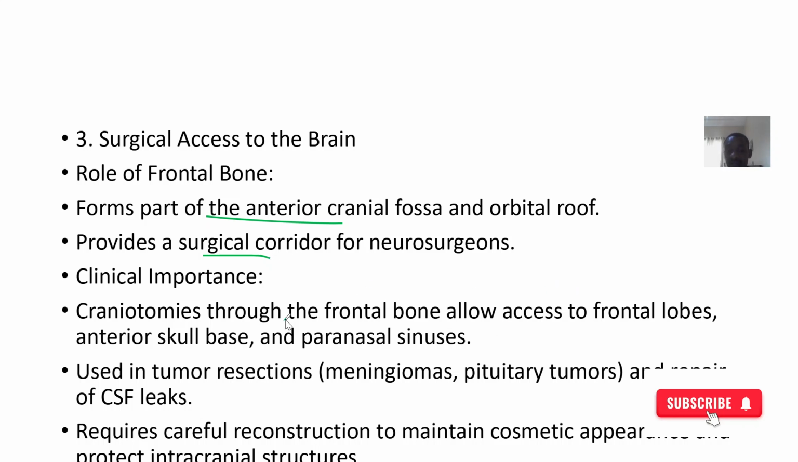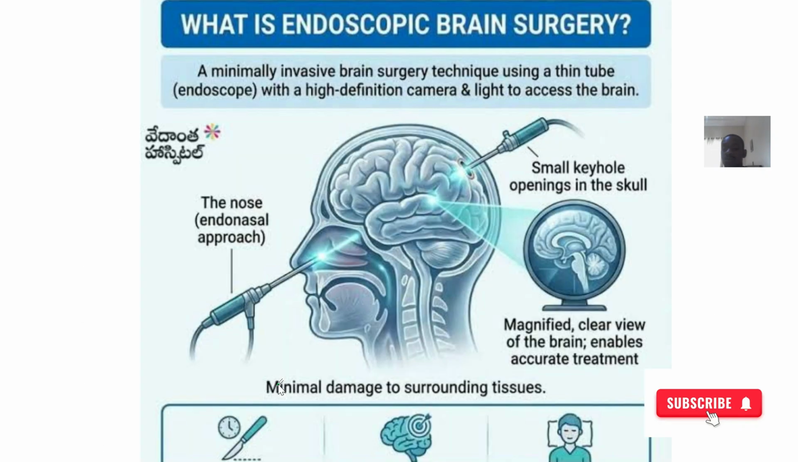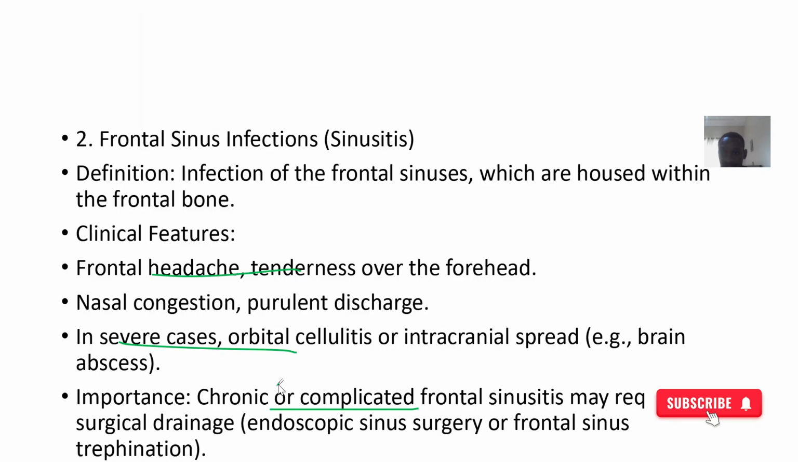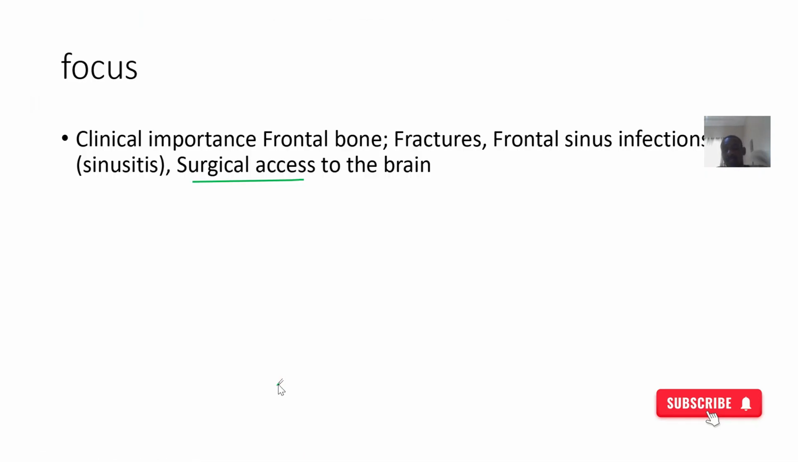So craniotomies through the frontal bone allow access to the frontal lobes. So if there's a tumor there, meningiomas, pituitary tumors, you can go through here and access the brain. So that's what we have for the frontal bone. These are the several reasons why we study the anatomy of this bone.